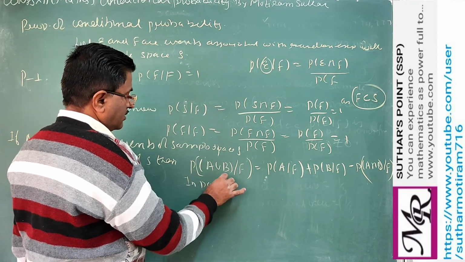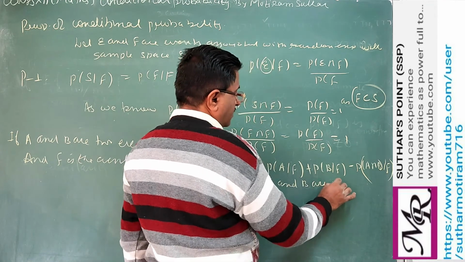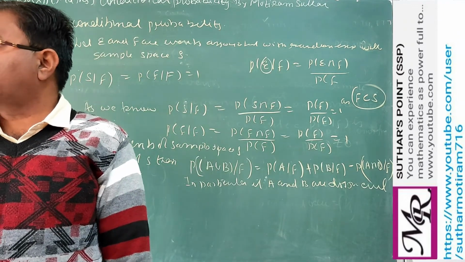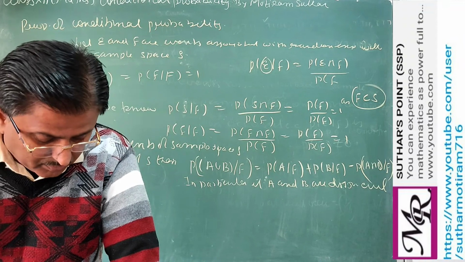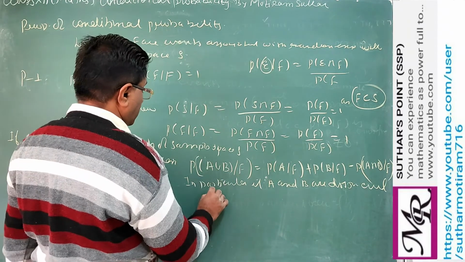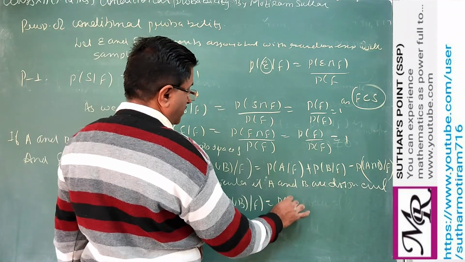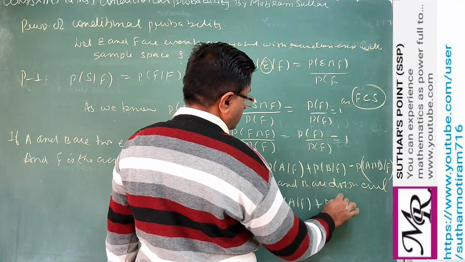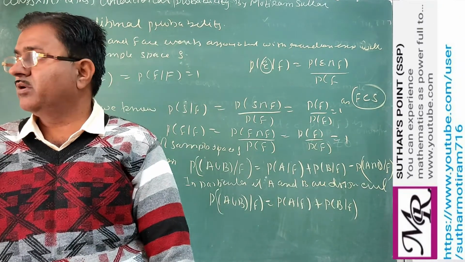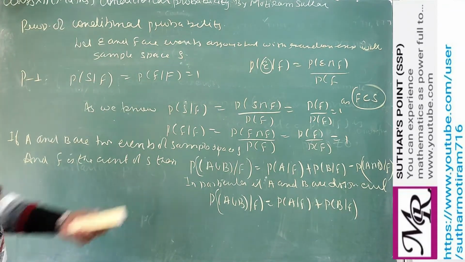In particular, if A and B are disjoint events. Disjoint events we saw in 11th class. Two events are said to be disjoint if they have no common element. Then this formula will be converted into P(A union B | F) equal to P(A | F) plus P(B | F), because their intersection is empty, so its probability will be 0. That's why we can say this in the particular case. Now we have to prove this, again using this formula.